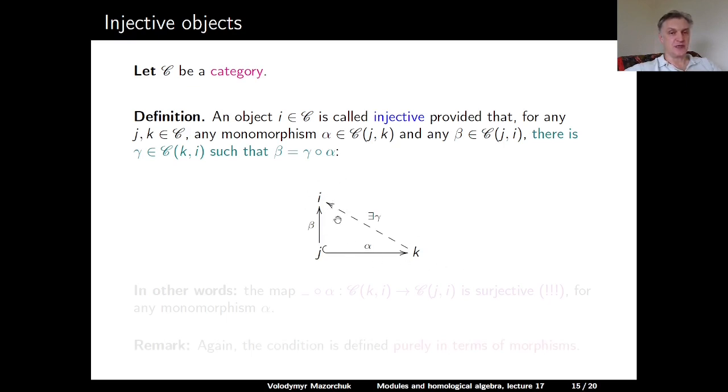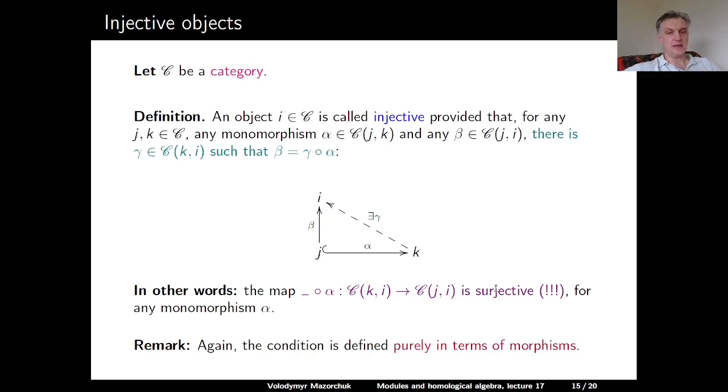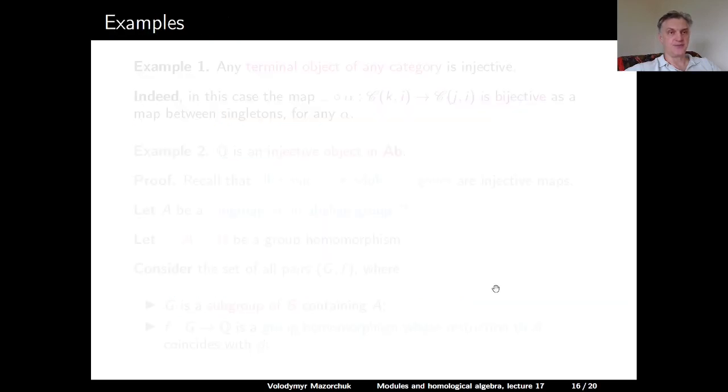This is our injective object I. For any monomorphism from J to K and any morphism from J to I, this morphism beta factors through alpha via some morphism gamma from K to I. In other words, the map of precomposition with alpha from C(K,I) to C(J,I) is surjective. So it's important that it's surjective, not injective, for any monomorphism alpha. And again, the main plus of this definition is that it is formulated purely in terms of morphisms, with no reference to any elements of any underlying sets.